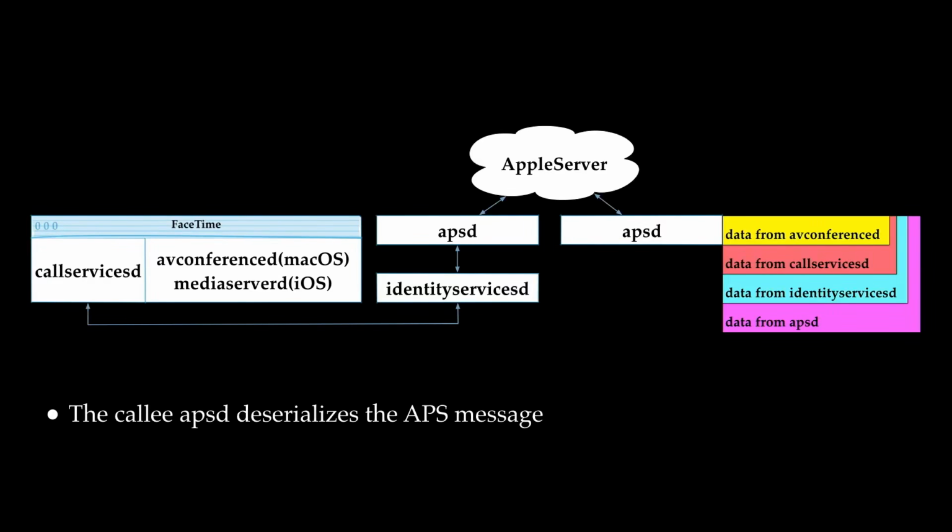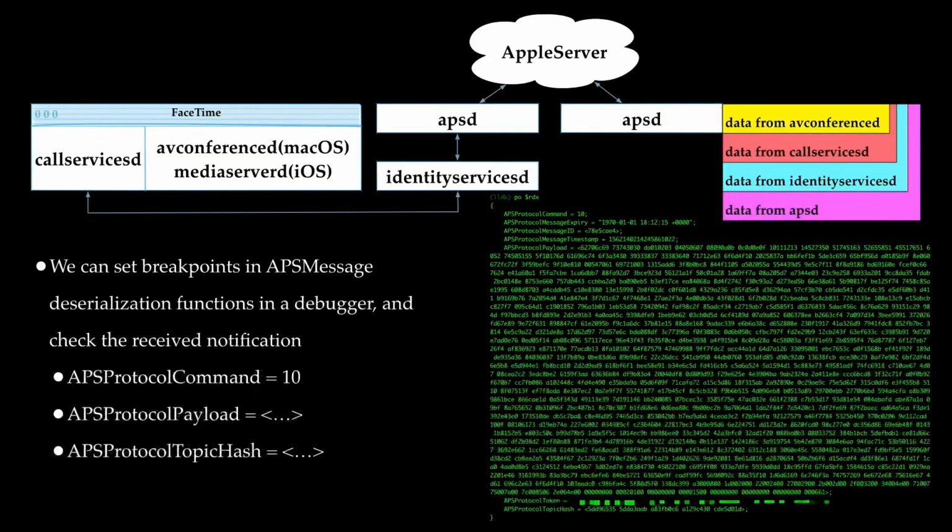The remote APSD will deserialize the APS message. This is how it looks in LLDB, on the left side and right side. We set a breakpoint in the APSD message deserialization function in a debugger and check the received notification. The key APS protocol command is 10, and the values of the APS protocol payload and APS protocol topic hash here are binary, which is important for the later work.